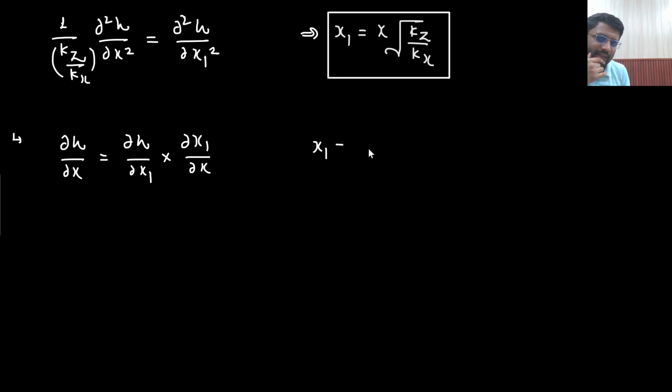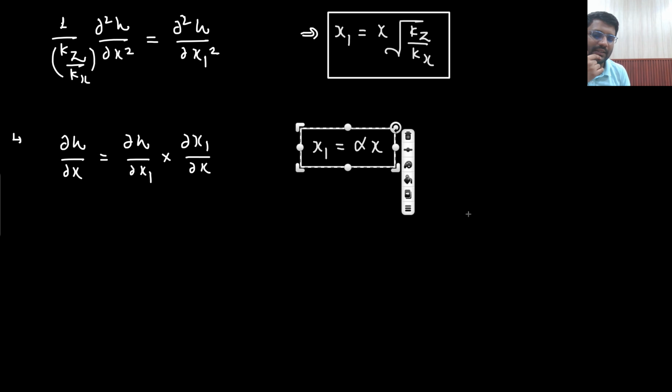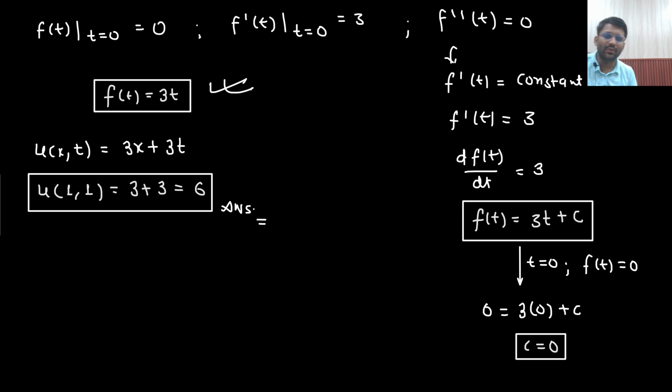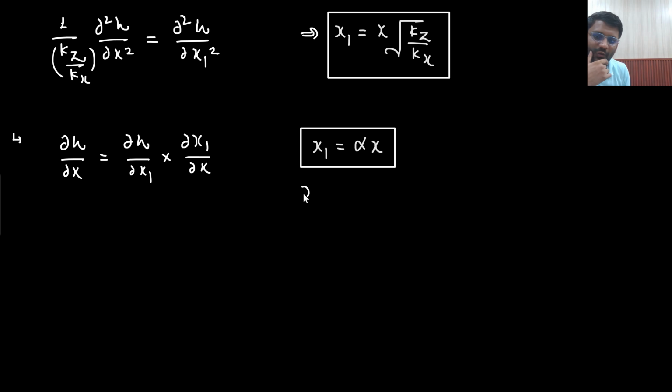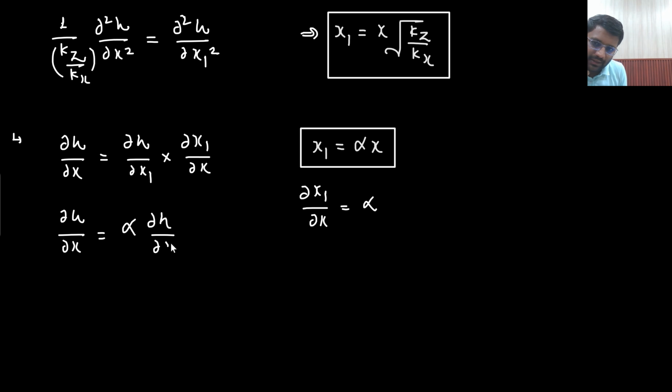So x1 is given as, let's just say, alpha into x. This I am assuming, because you can see the option, no? What is x1? X1 is alpha into x. So if your x1 is alpha into x, then what will be your del x1 by del x? That would be alpha only. So del h by del x I am getting as alpha into del h by del x1.